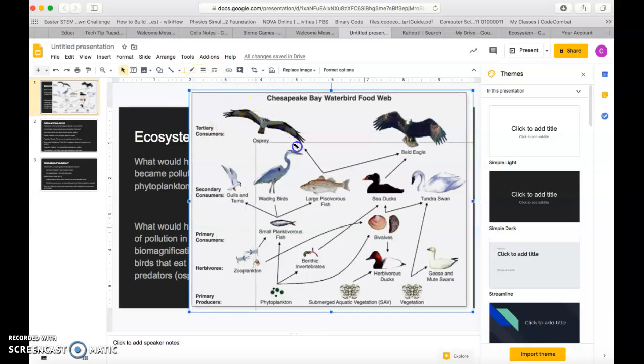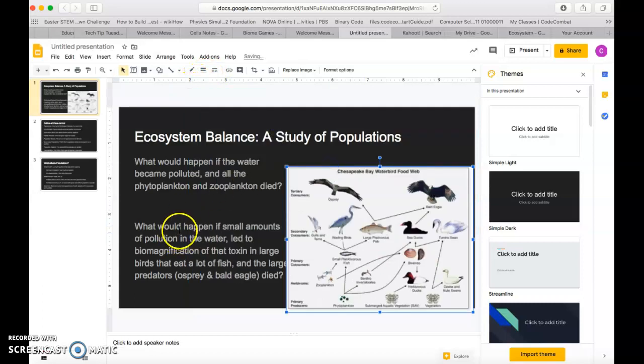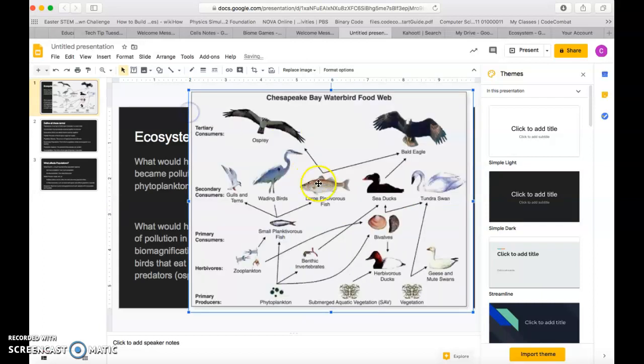Looking at the other end of the ecosystem, what would happen if small amounts of pollution in the water led to biomagnification of that toxin in large birds that eat a lot of fish, and the large predators, such as the osprey and the bald eagle, died? This has happened in our world's history. Multiple times, actually. But sometimes people use toxins that we don't realize are going to have a lot of negative effects. For example, DDT in the past.